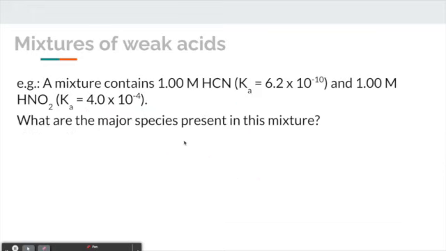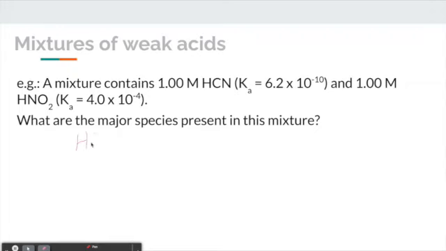This problem asks us to look at a mixture of two weak acids. There's HCN in there, the Ka is given, and HNO2, another weak acid, and the Ka is given for that. And the first thing it asks us is, what are the major species present in this mixture? So to find out which are the major species, let's first of all figure out what species are present at all, and then think about which ones will be the ones in the greatest concentration.